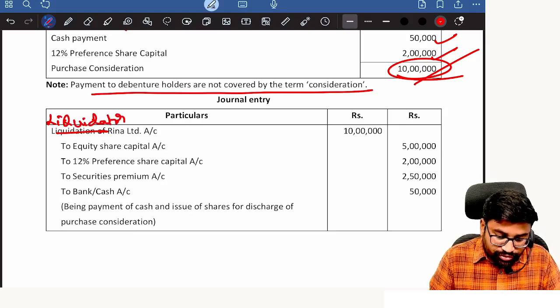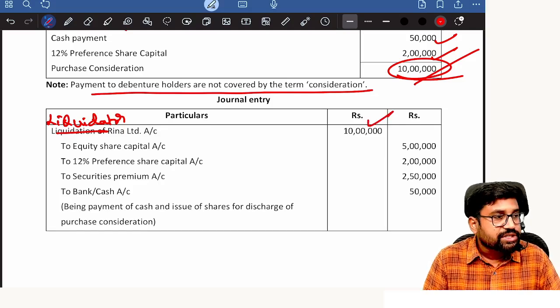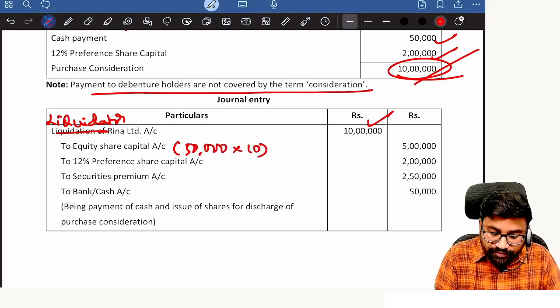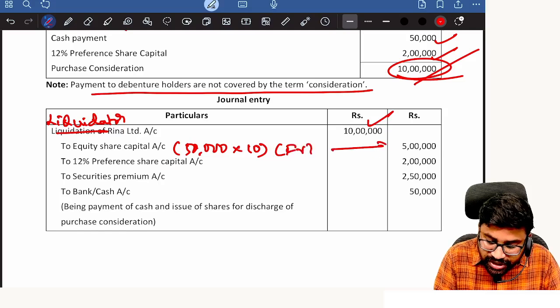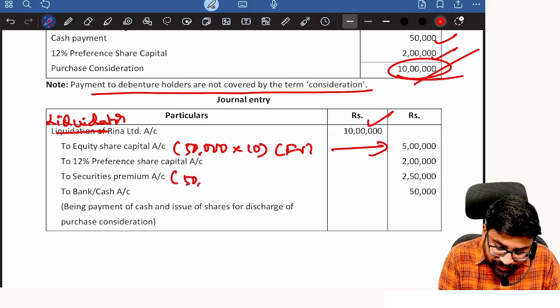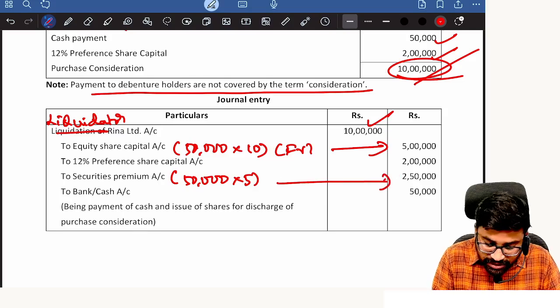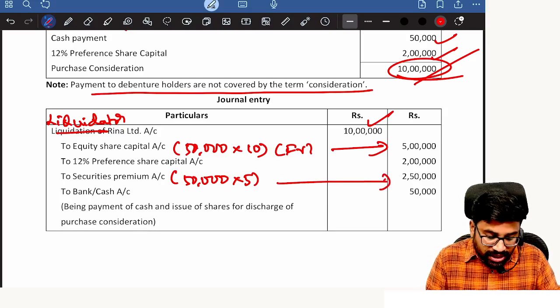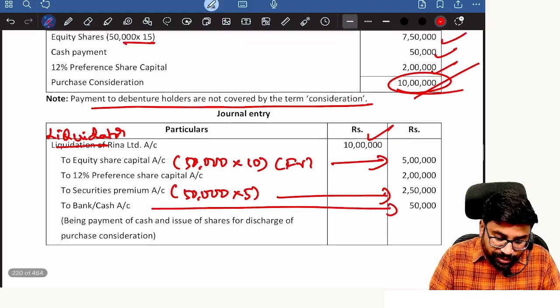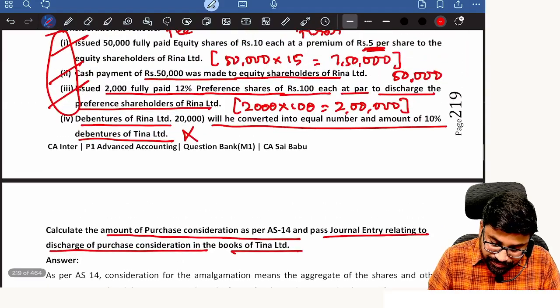So the entry here is: Liquidator of Reena Limited, 10 lakhs is the PC, to equity share capital. How many equity shares? 50,000 into 10 only. Face value will be transferred to equity share capital. And securities premium 50,000 into 5, so 2,50,000, this is premium. And we have given cash also. How much? 50,000.